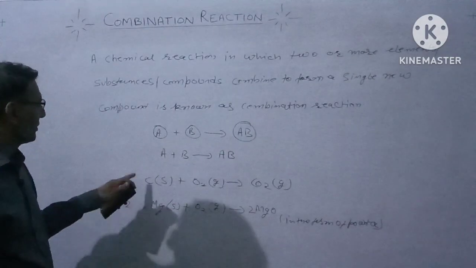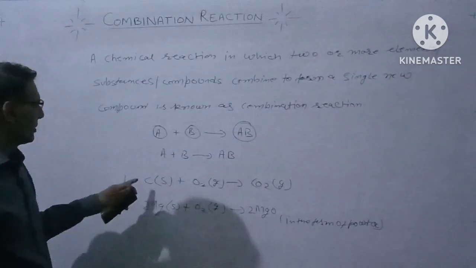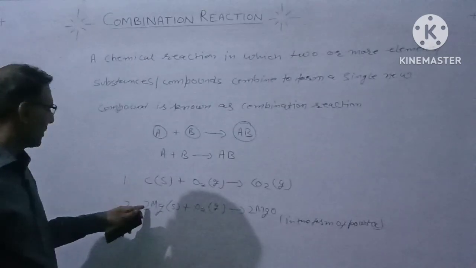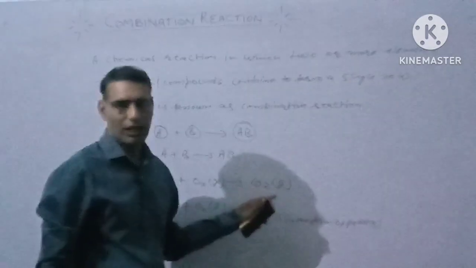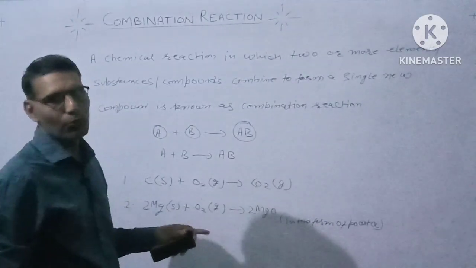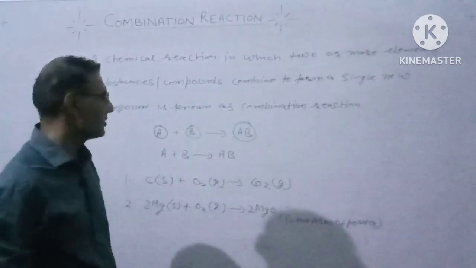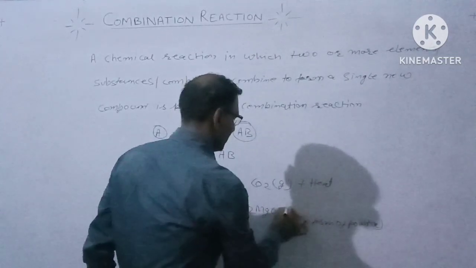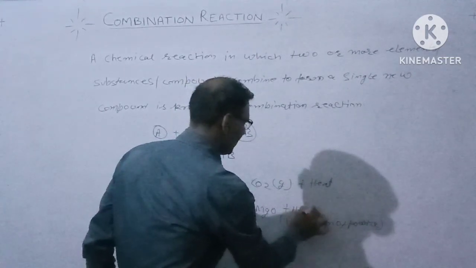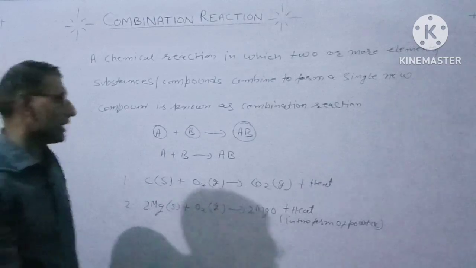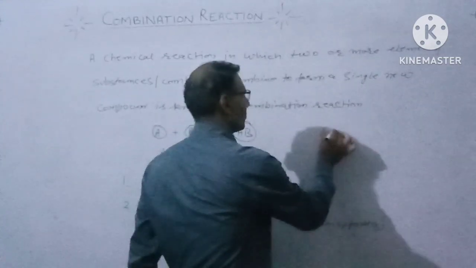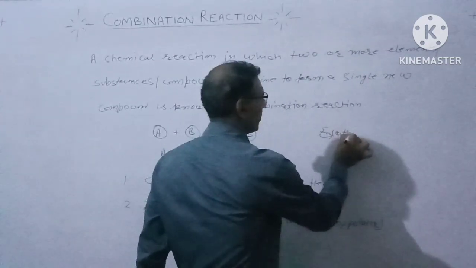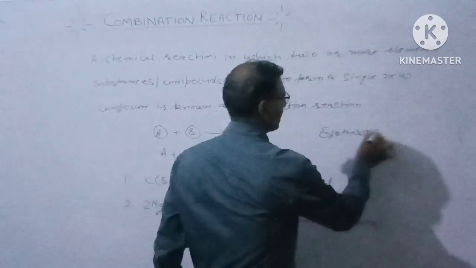As we know that these are burning of carbon and magnesium, a large amount of energy in the form of heat is released. So if we put here heat, then these are examples of exothermic reaction also. Exothermic reaction.